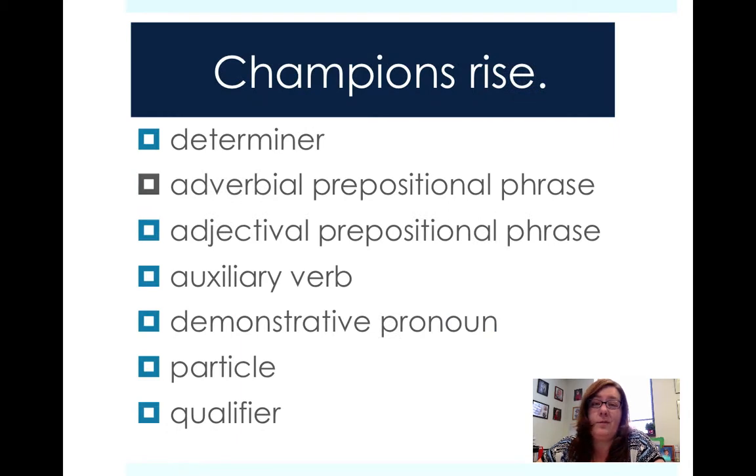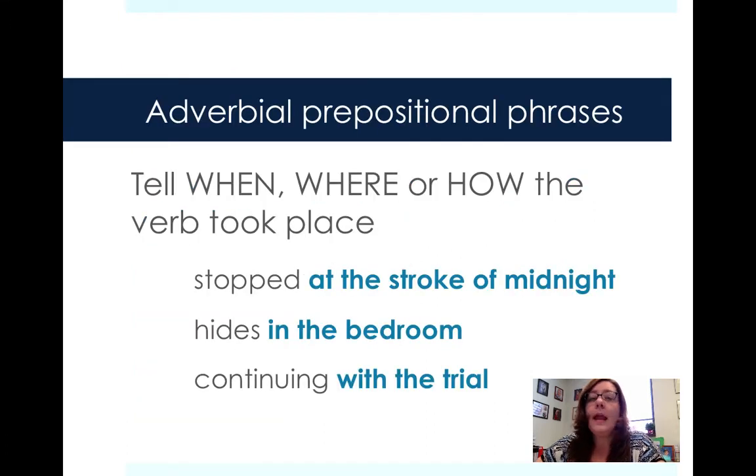What's number 2? An adverbial prepositional phrase. So to review, an adverbial prepositional phrase modifies a verb. It tells me when, where, or how this action is happening. Here are some examples. Something stopped. When did it stop? At the stroke of midnight.